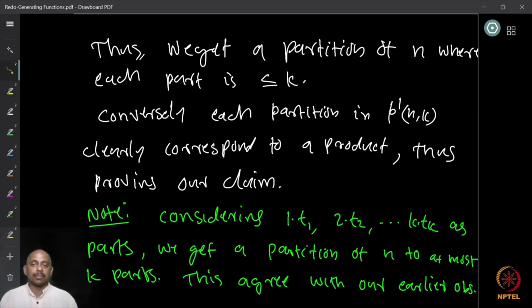This agrees with our earlier observation that the number of ways of partitioning the integer n into at most k parts is precisely the number of ways of partitioning n where each size is at most k.